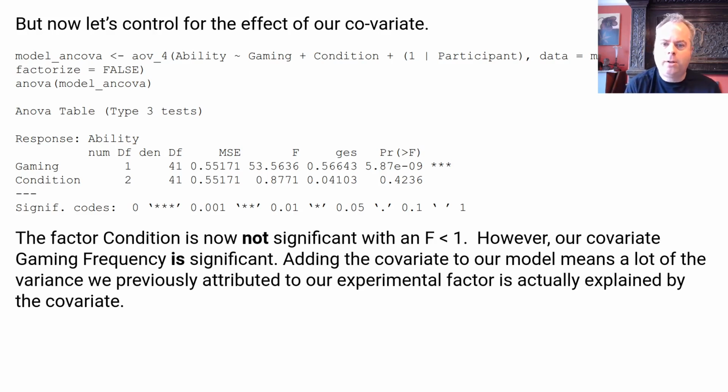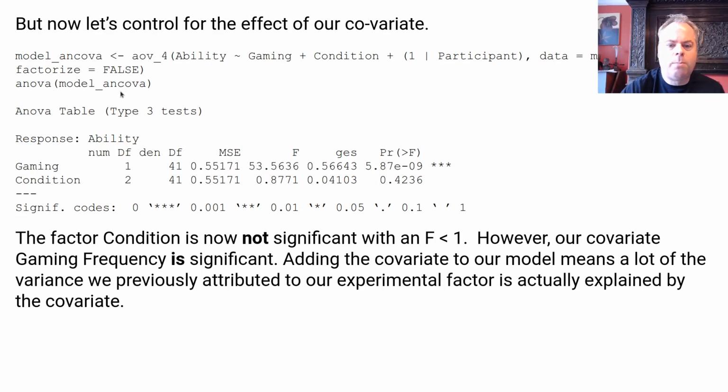So let's actually build a model which includes the covariate that we've actually measured. And we do it in a very similar sort of way. AOV4, where ability is predicted, we're going to put our covariate in first now. So our motor ability is predicted by gaming frequency, that's on the continuous scale, plus our experimental condition, plus our random effect. And we're going to say factorize is equal to false because we don't want this covariate to be factorized because it's not a factor, it's a continuous variable. So we're going to build this model, which now has gaming frequency added. I'm going to map it onto a variable I'm calling model ANOVA.